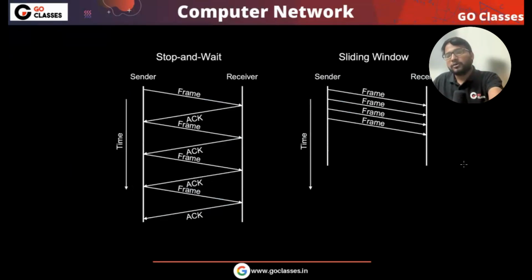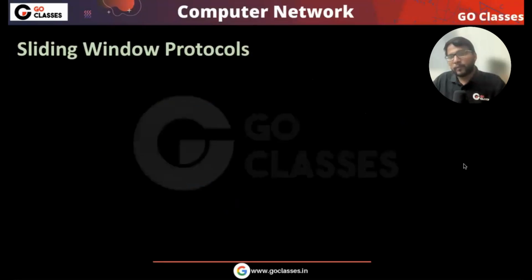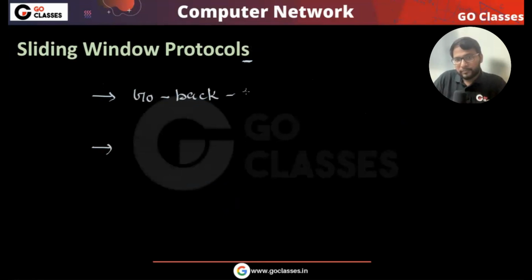Okay. So now this sliding window protocol, as you can see, I have used this plural here. I have kept this s at the last. Why? Because this is of multiple types, right? So what are those types? These are of two types majorly. One is called go back n and another one is called selective repeat.